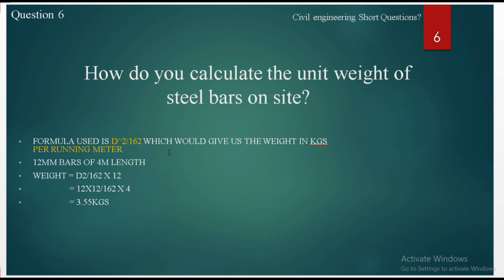Question number 6, the follow-up to that. So we even have an example for this. If it's d squared divided by 162, and we have a 12 mm bar of 4 meter length, then that would be d squared divided by 162 multiplied by L, and we would put the diameter of the bar. So 12 multiplied by 12 divided by 162 multiplied by 4, and that would give us 3.55 kgs. So this is the follow-up to the previous question.